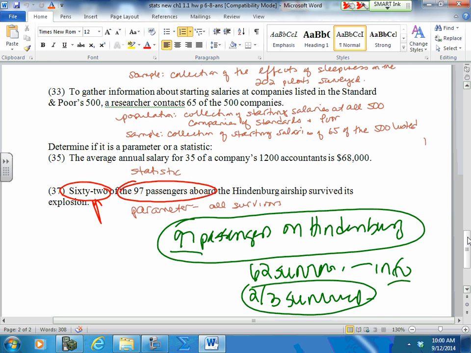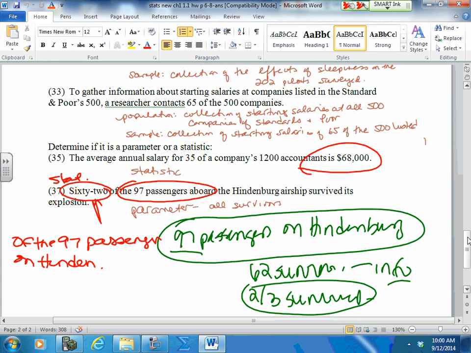This is your statistic. See this statistic right here? Let's call this a statistic. Let me rewrite this. Of the 97 passengers on the Hindenburg, 60% survived. Okay, let's write it like this.